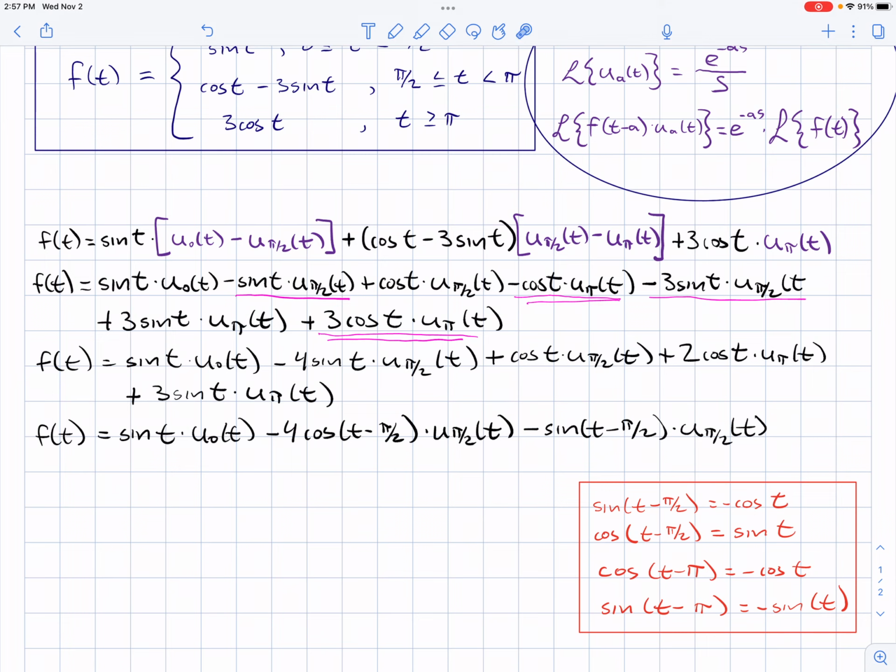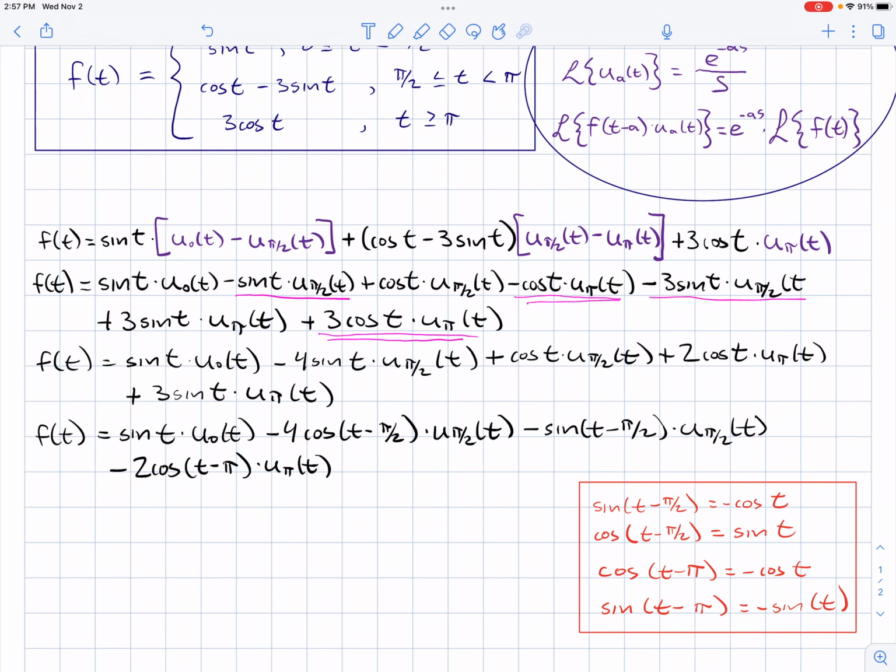And then similarly again, cosine of t is multiplied by the step function u sub pi, where pi is a. We need to look over here, and we do see that the negative of cosine of t is the same as cosine of t minus pi, so we can substitute that in. So minus 2 cosine t minus pi times the u sub pi of t.